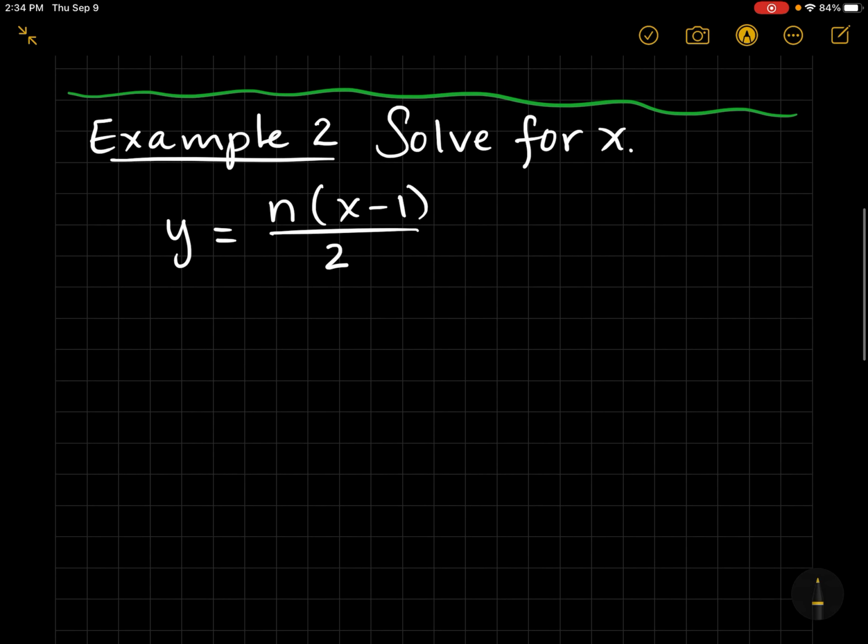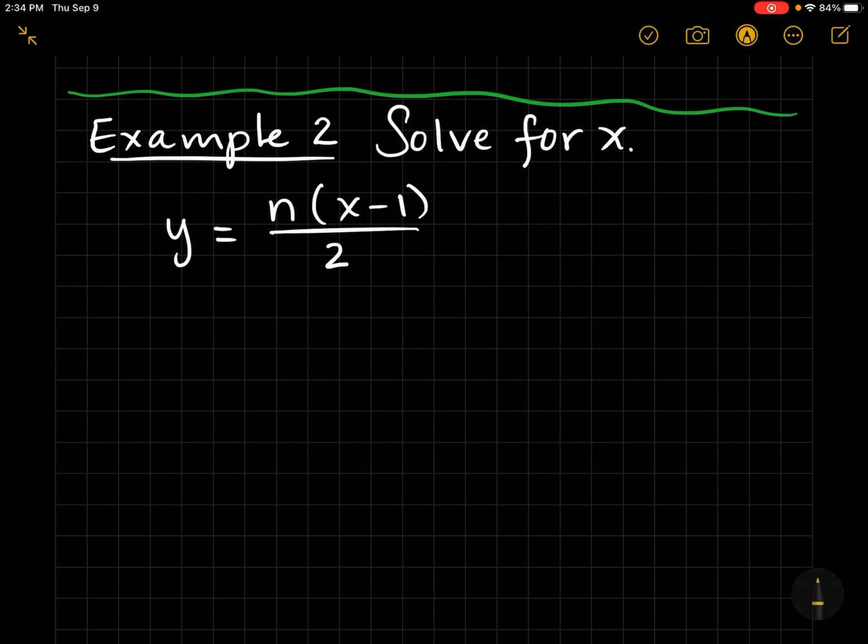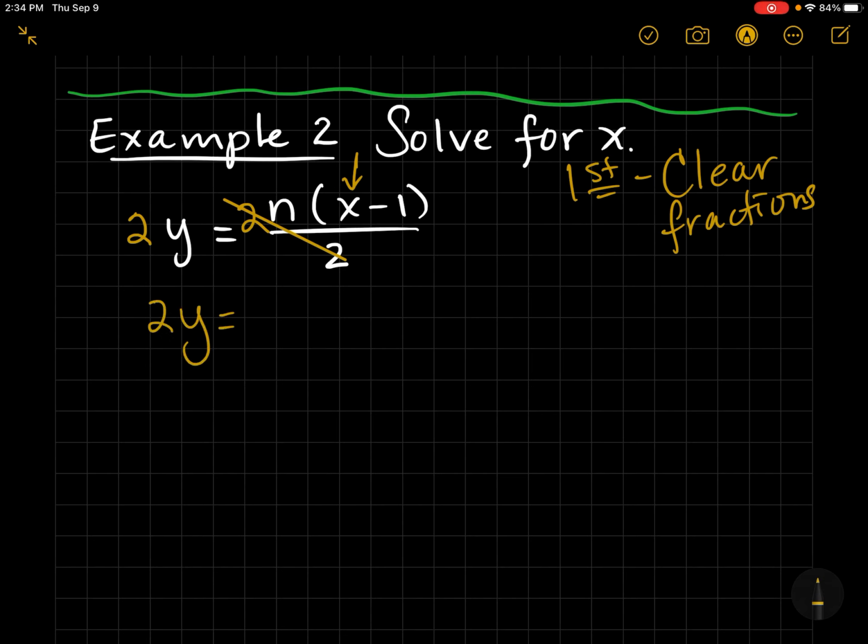Let's do one that has fractions in it. Go ahead and pause the video and give it a try for yourself. You want to isolate x. The first thing I'm going to do is clear the fractions. This is not the only way to do it. This is just my suggestion. Clear fractions first. So I'm going to multiply by the common denominator, which is 2. That's going to make this 2 cancel, and I have 2y equals n times (x minus 1).